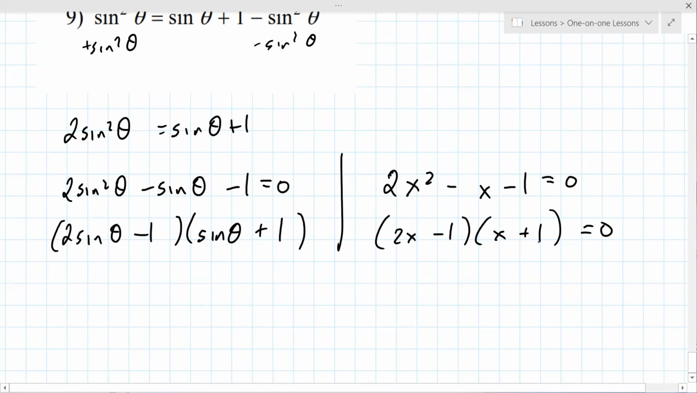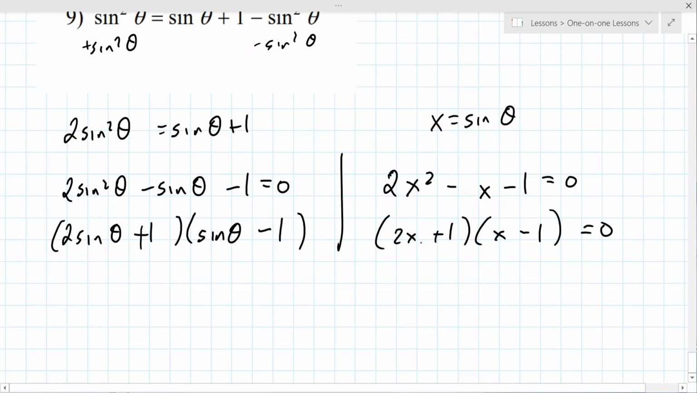I'm sorry, I have this wrong. It's minus here, plus here. Okay. So on the left here, you're saying x equals sine theta. You have to be sure that you back substitute it in.